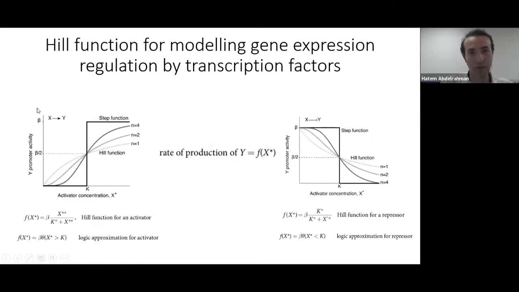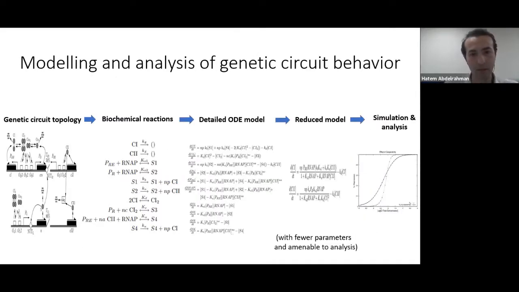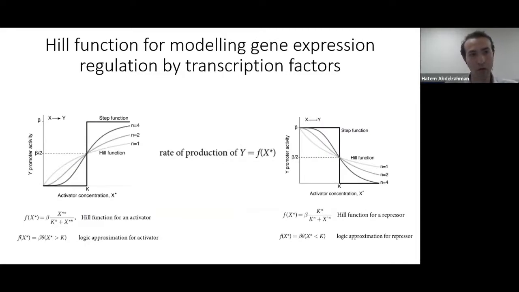As I told you, once we mathematically model this biochemical system using an ODE model, we use different types of strategies in order to reach a simplified model with fewer parameters that is amenable to analysis. A common form of the reduced model is a Hill function.